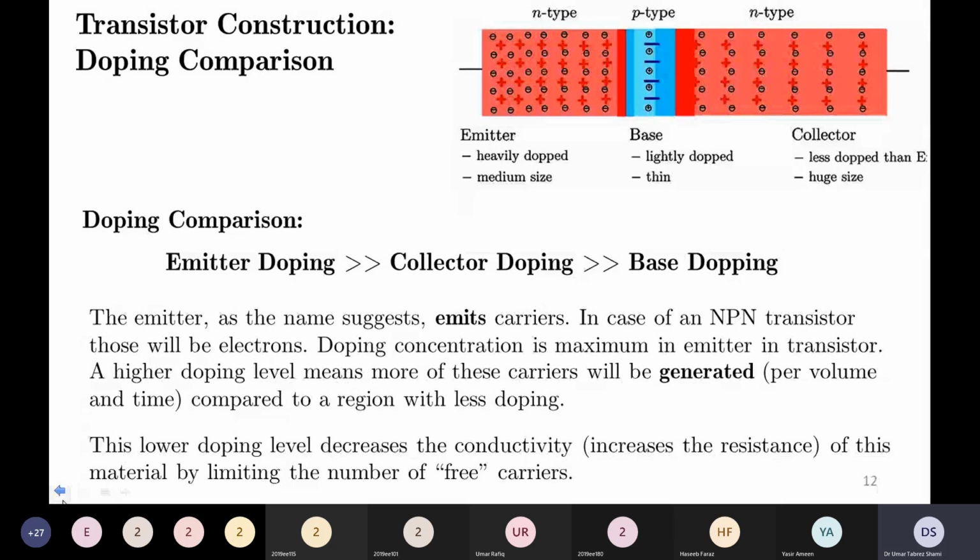These majority carriers will then be injected into the base, and then the collector will sweep away, or remove, the charge carriers in the base collector junction, and the charge carriers will then be attracted towards the collector. Therefore we can control the majority charge carriers flowing into the collector.